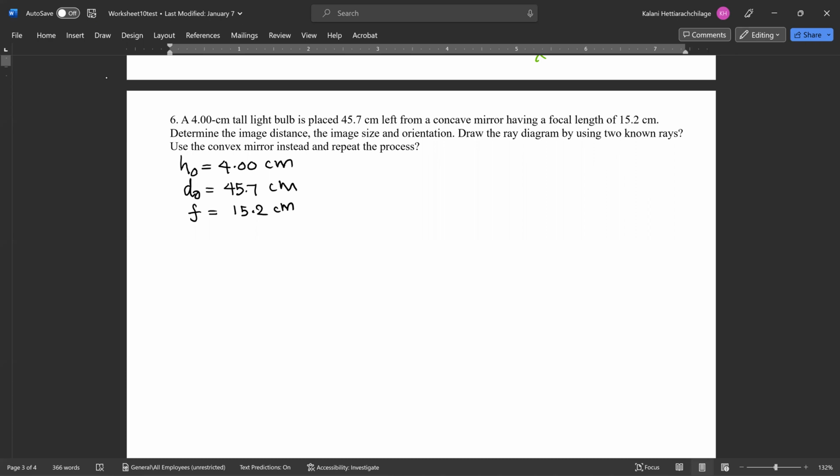Okay. So now determine the image distance, image size, and orientation by the analytical method first, and then by using a ray diagram. So now for this one, we know that we can write 1 over di plus 1 over d naught equals 1 over f. So I am going to plug in the values: 1 over di plus 1 over 45.7 equals 1 over 15.2. That will give you the value of di, that is the location of the image. So that will be 22.8.